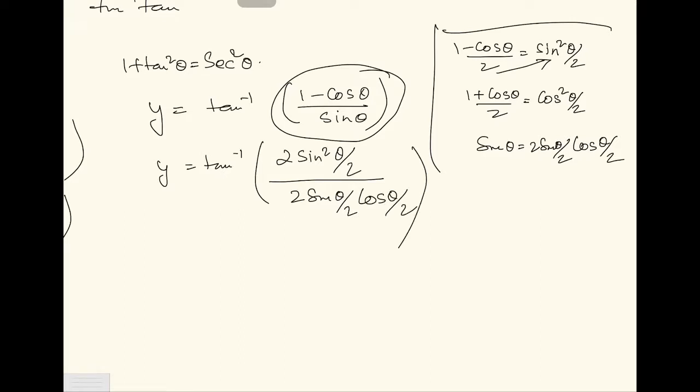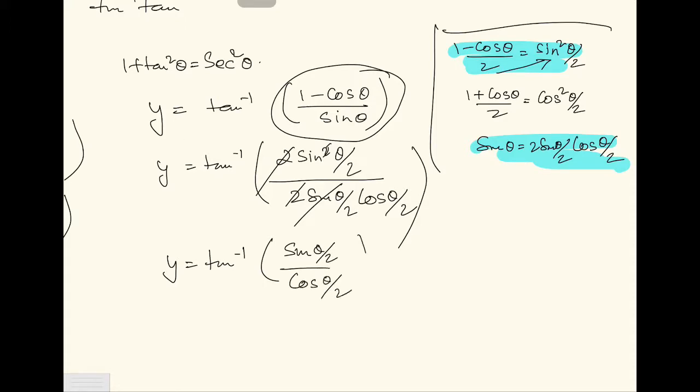Which formula did I use? These two formulas, the highlighted ones. These are the formulas I've just applied. 2 and 2 get cancelled. One of the sine theta by 2 and one of the sine theta by 2 get cancelled. So y equals tan inverse of sine theta by 2 divided by cos theta by 2. That gives me ultimately tan inverse of tan theta by 2. So whatever substitution I made was absolutely correct, because I got tan here. Did you see that? Tan inverse and tan get self-adjusted. You'll end up with y equals theta by 2 ultimately.